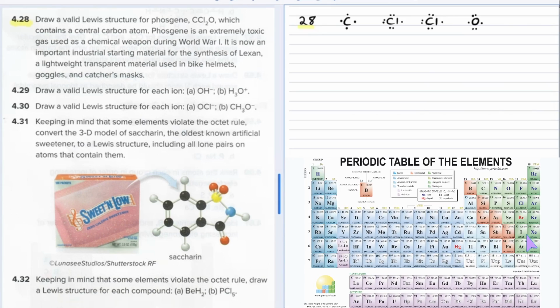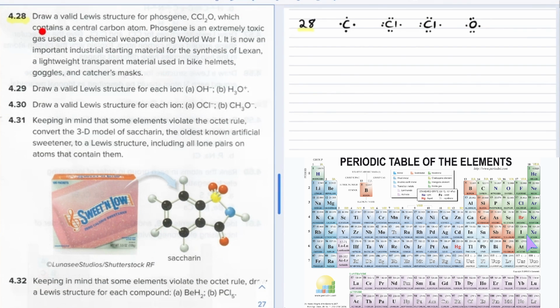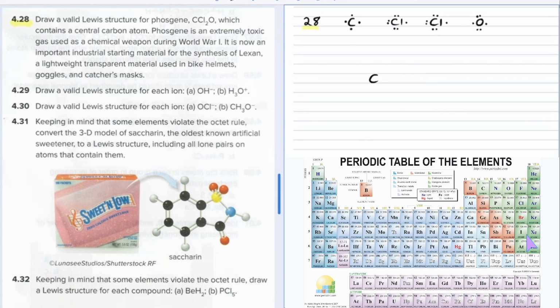And then you arrange these atoms how you think they're going to be connected. The problem gives you a clue. It says carbon is the central atom. So put carbon in the middle and everybody around the carbon. So here's carbon, and then you've got the chlorines. Let's put everybody around the carbon. Maybe a chlorine over here, and then the oxygen maybe there.